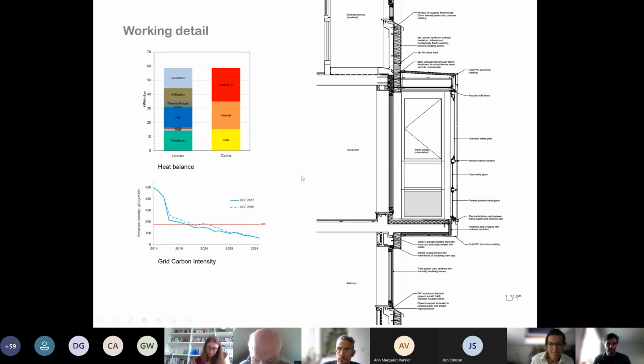And because we've gone with such a rigorous energy efficiency standard, even on direct electric, the heating bills should be affordable.